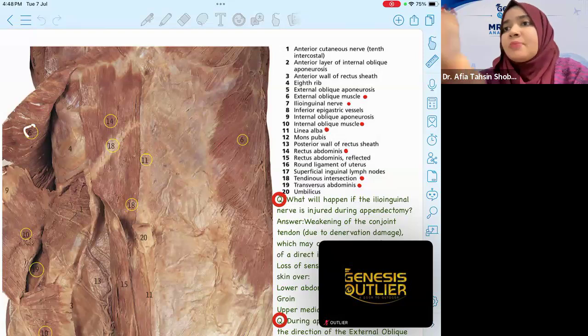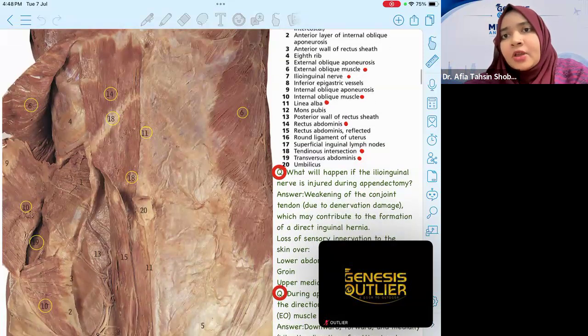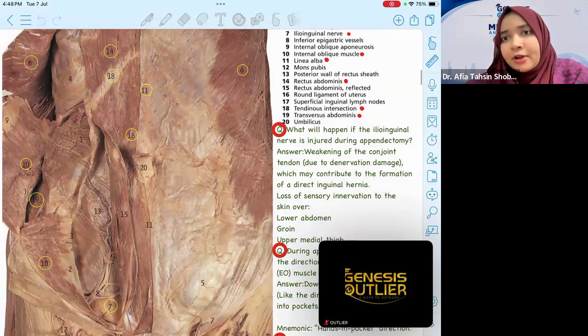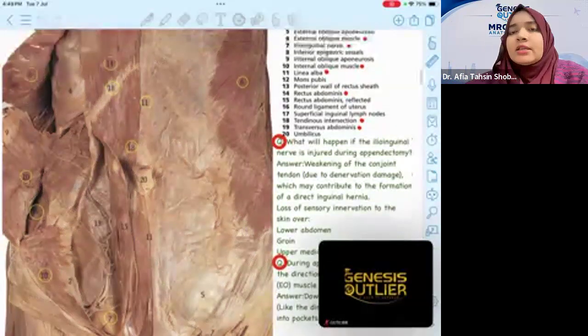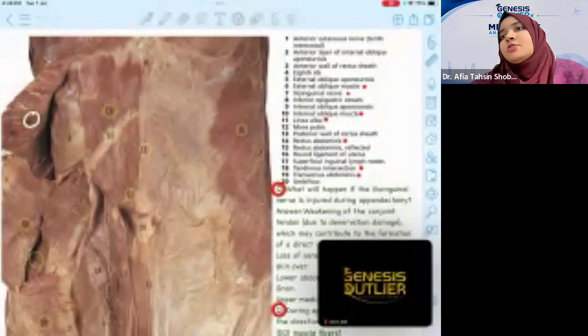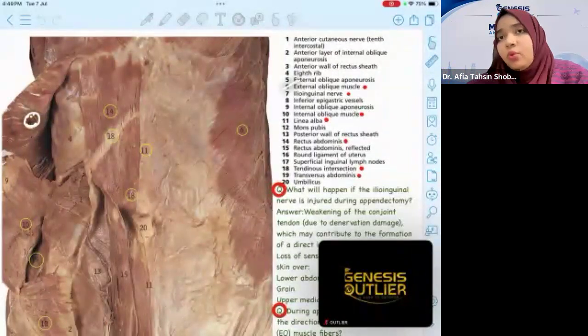See here, 6 is muscle. Okay, but here you can find the 5. Where is here 5? Here. This is aponeurosis, external oblique aponeurosis. But in exam, mostly it is asked about external oblique muscle. So 6 is important for you.